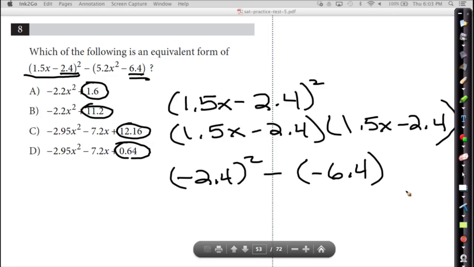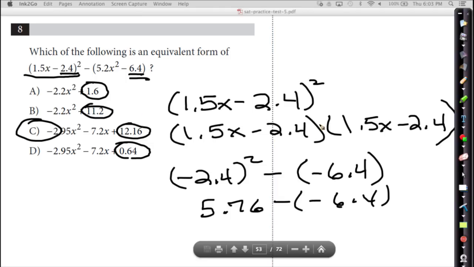Negative 2.4 squared is negative 5.76. Or excuse me, not negative. There's no way it could be negative. So I just put it in the calculator wrong. 5.76 minus negative 6.4. Right? So that's the trick. Minus negative 6.4. The answer is, what did I do? Oh, 12.16, 12.16. So the answer is C. And that's it. You don't really have to evaluate everything. Okay, that's the trick to that one.